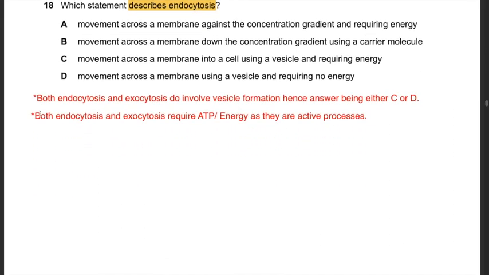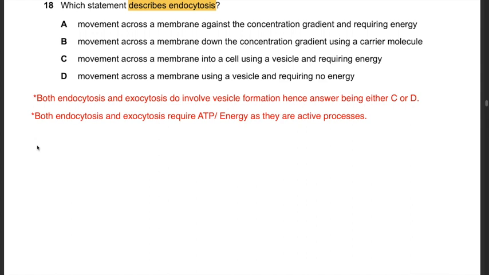Question 18. Which statement describes endocytosis? Endocytosis is a process by which a vesicle forms and uses energy to take in substances into the cell. Therefore, if you go through the answers A, B, C and D, answers A and B are incorrect, as they don't mention the term vesicle, as vesicle formation is important in both endocytosis and exocytosis.